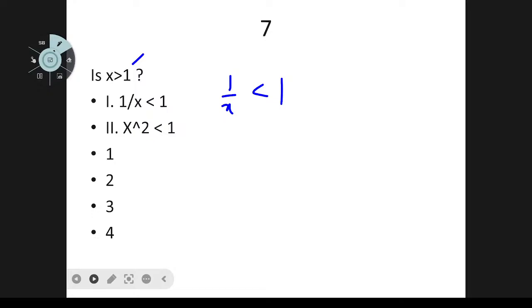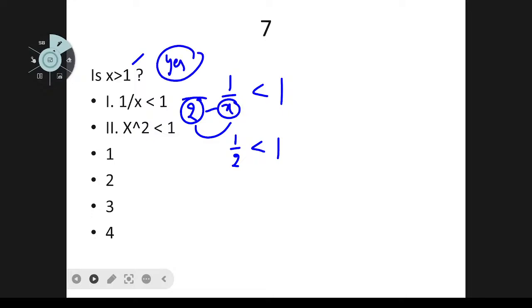Now 1 by x is less than 1. How can I make 1 by x less than 1? So can I take this x as 2? Just an example. Can I take it as 2 and make it less than 1? Any value of x I take here which is more than 1, definitely it is less than 1. So can I say 1 by 2 is less than 1? Now, in this case, is x greater than 1? I am considering x to be 2. So, is it greater than 1? Yes, it is greater than 1. For this example.